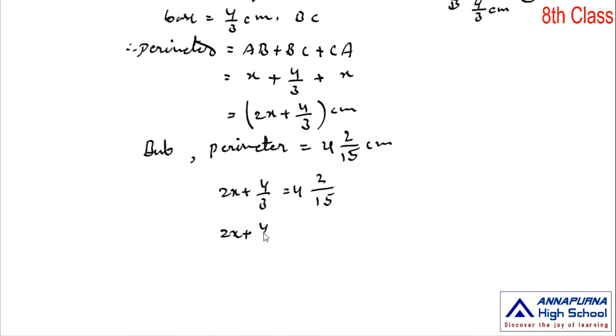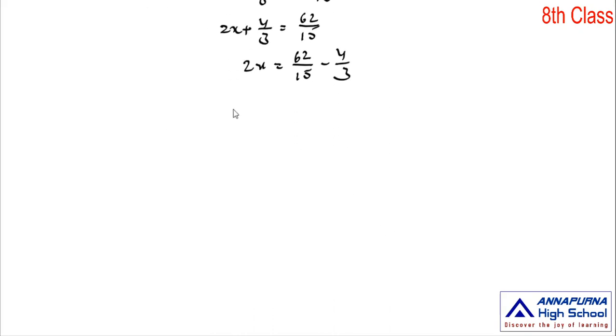So 2x plus 4/3 is equal to, change this mixed fraction to improper. 4 2/15 means 4 times 15, 60, plus 2, 62/15. Transpose this 4/3 to the right side. 2x is equal to 62/15 minus 4/3. Here the LCM is 15, the numerator is 62 minus 20. So 2x is equal to 42/15.